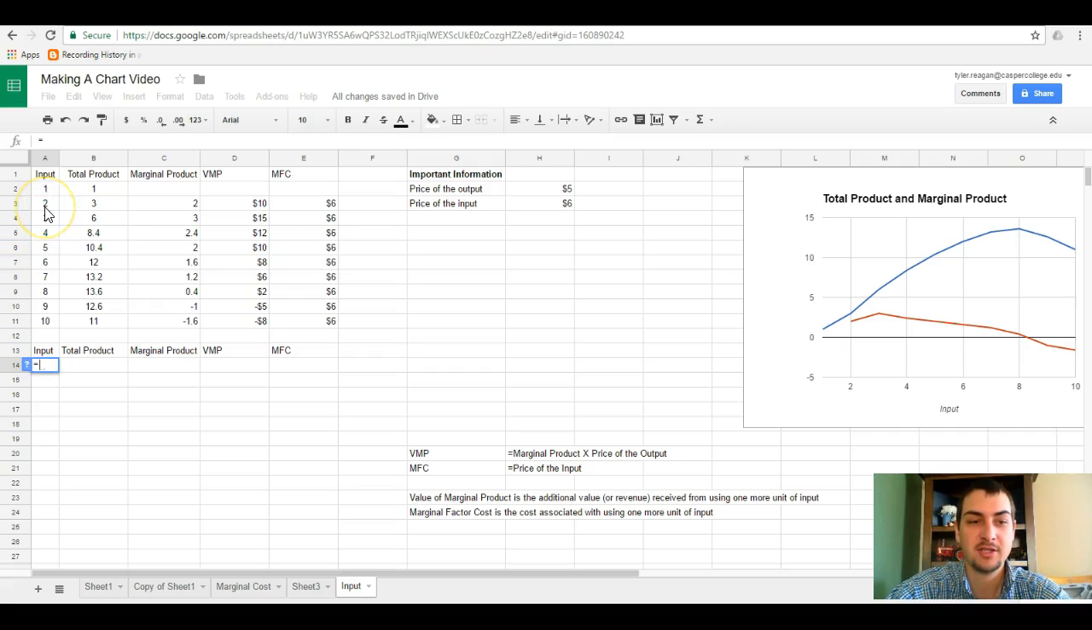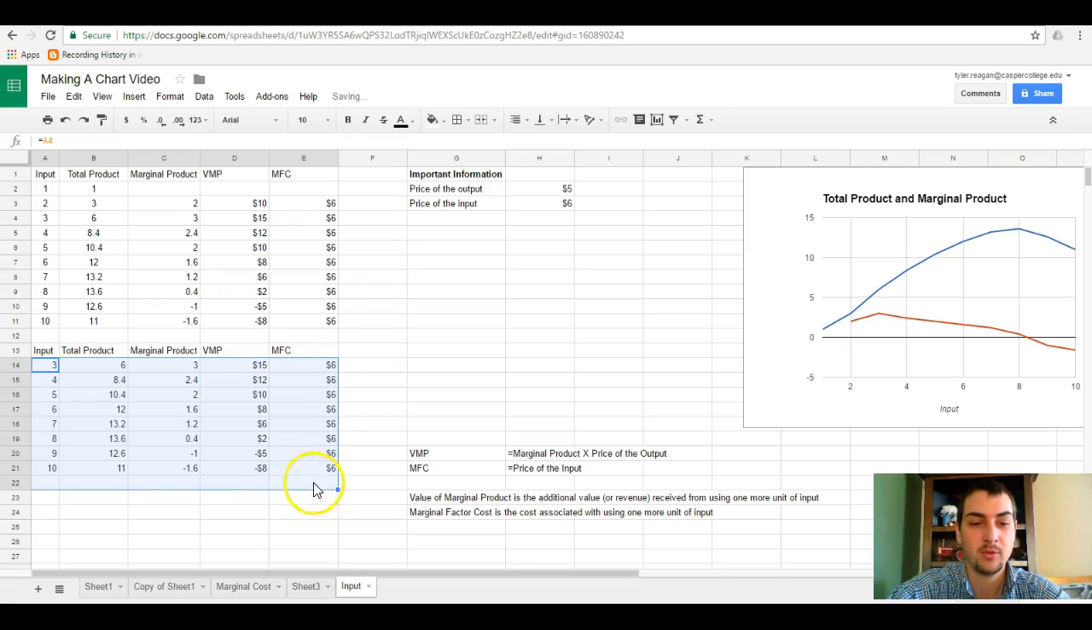So that occurs at 2 units of input. Let's see, actually it occurs at 3 units of input, because here's the peak right there. So I'm going to take this, drag it across, and drag this down, and all I'm doing is cell referencing. Well, if you look at the marginal product, here's where it becomes negative. So we actually don't want to include that, because that's not within our rational range of production.